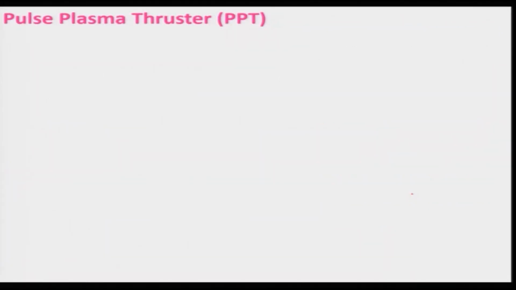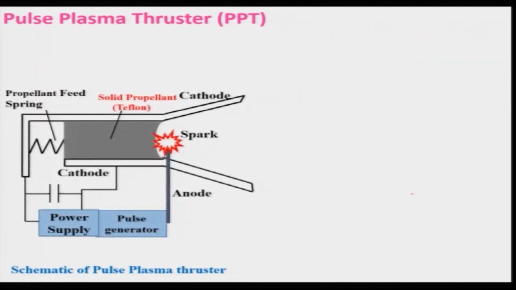plasma thruster, and the schematic of a pulse plasma thruster is shown here. And you can see that in this case, this is your cathode and this is your anode, which is connected to the power supply and a pulse generator, and this pulse generator will be supplying the power to this cathode and anode in a pulse mode that can be controlled according to the design.